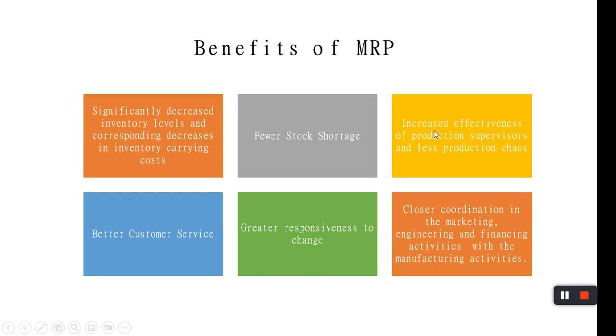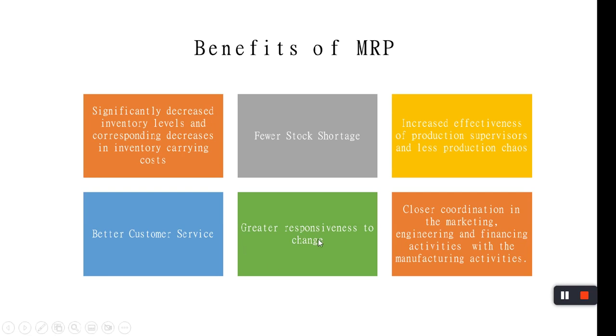And then there is increased effectiveness of production supervisors and less production chaos, because there is a clear, detailed plan on how to go about the production. These detailed plans will be used as a guide by the production supervisors. And then there will be better customer service, because every time a customer calls our office and says, can I order 1,000 units of this product? You could say either yes or no, because you already know the status of your inventory.